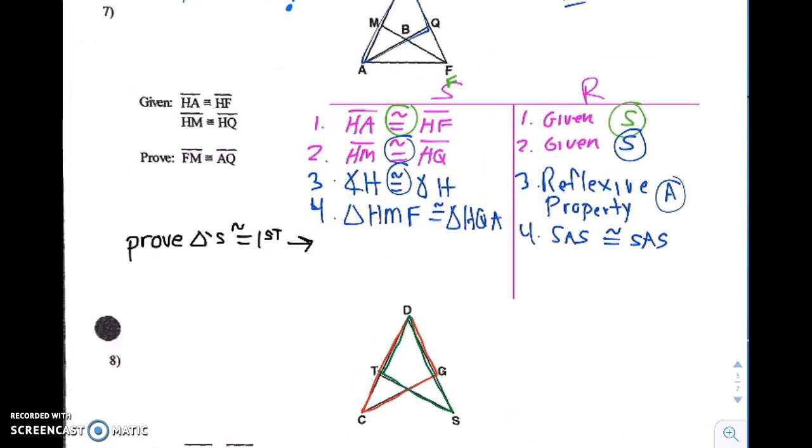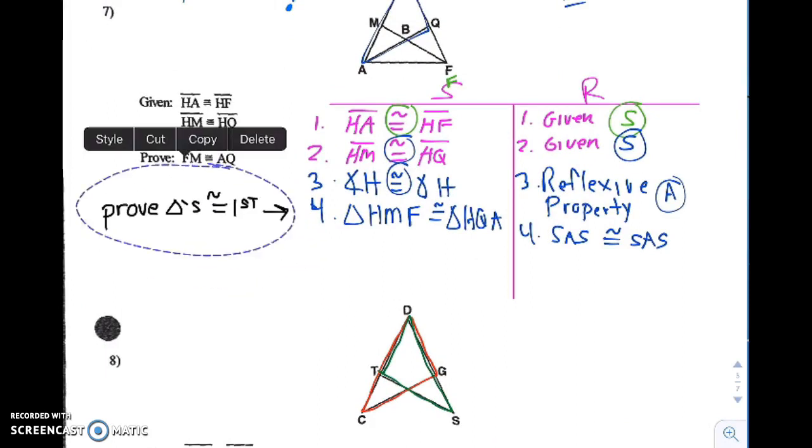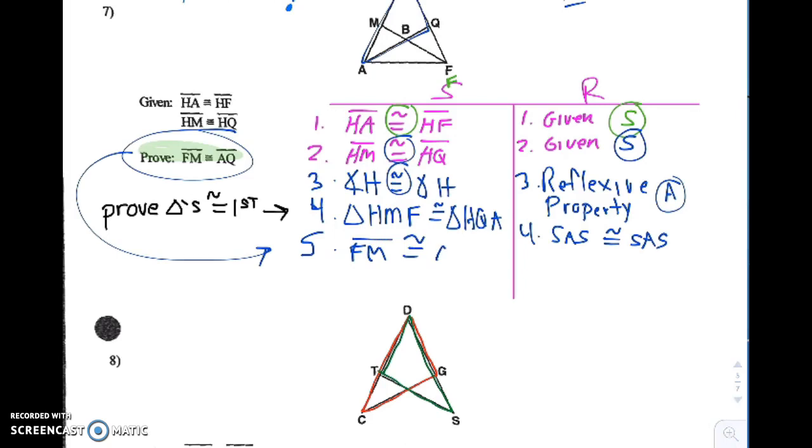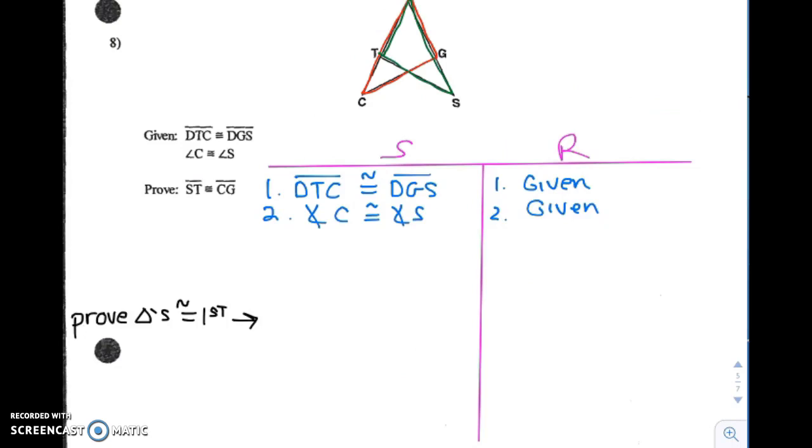And we decided that that was going to be side angle side. You see over here, I reminded myself I have to prove the triangles congruent first. Even though it doesn't ask me for that, you still have to do that first. And then my last line is always what it asks me to prove. So in this case, it's the part FM is congruent to the part AQ, and that is because corresponding parts of congruent triangles are congruent. Number 7, done.